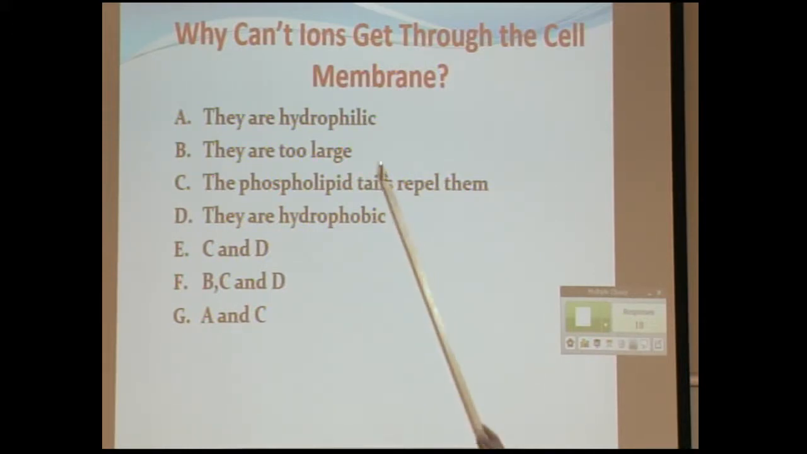So basically they're hydrophilic, so because they're hydrophilic, those tails repel them. They stay attracted to the water outside. And this is the number one thing: people always say they're too big. They're the smallest thing. Ions are tiny, but they're charged. That's why they can't get through it.